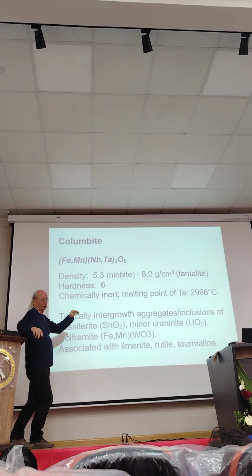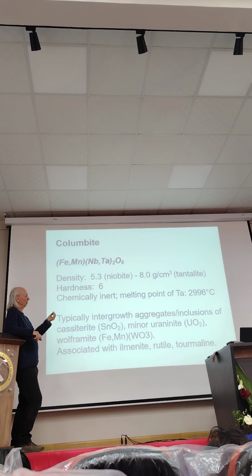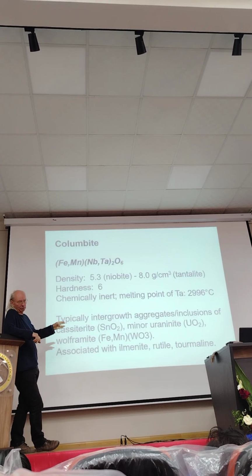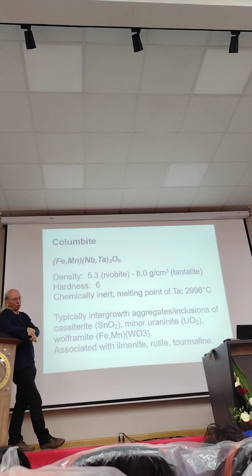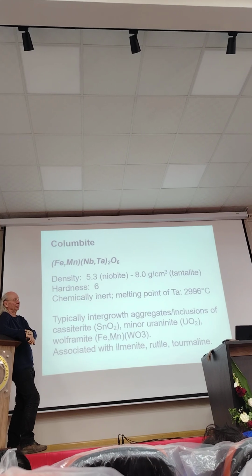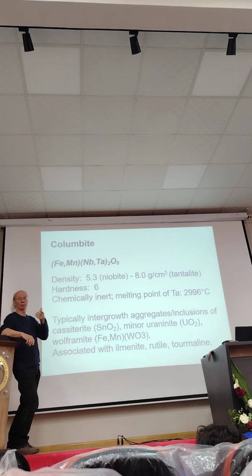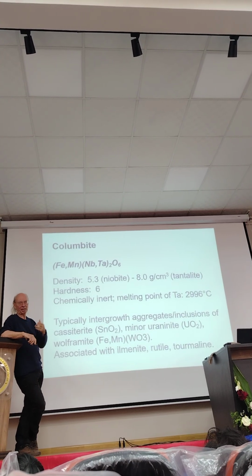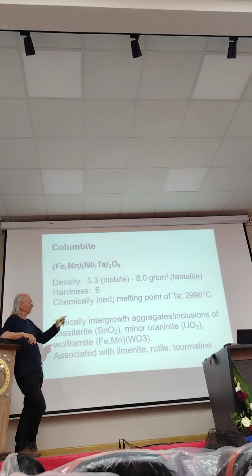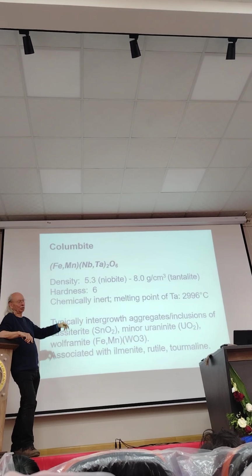By the way, these columbite crystals are often intergrown, or they have inclusions of cassiterite, which makes sense because tin and tungsten and tantalum go together. But they also have uraninite inclusions. I was very astonished when I saw this the first time. In fact, these rare metal pegmatites are also enriched in uranium, but the uranium usually is leached out by hydrothermal or other processes, and you see it only as inclusions in cassiterite or in columbite.